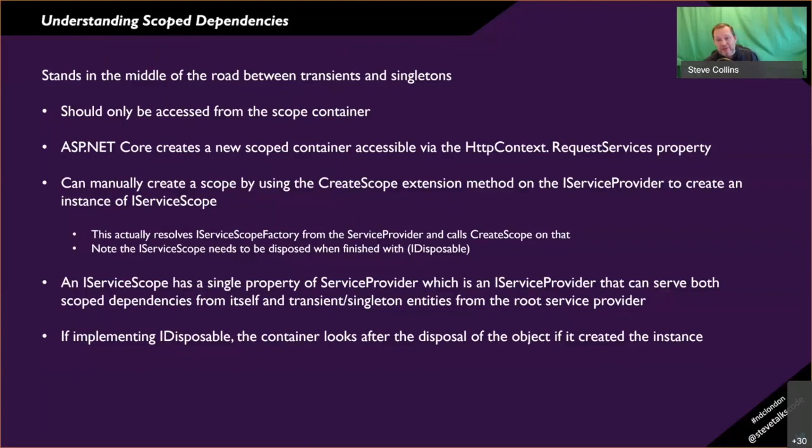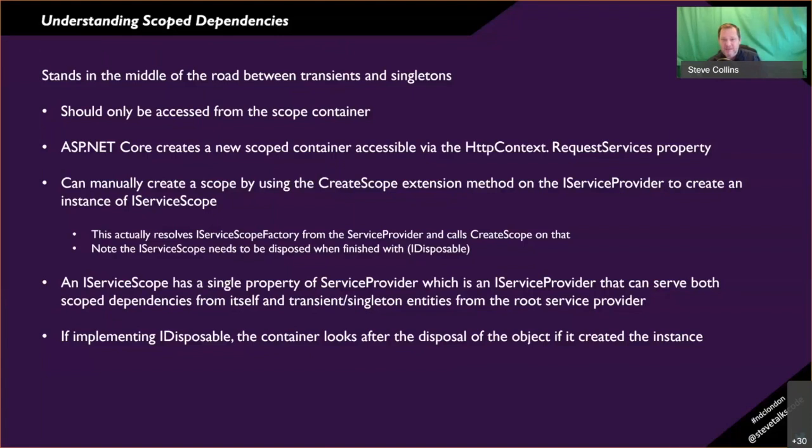Away from the web, you might be writing, say, a Xamarin app or a console app, and you may want to manually go and create a scope yourself. This can be done by calling the CreateScope method on the IServiceProvider instance. This gives you back an IServiceScope with a single property of ServiceProvider, which in turn is an instance of IServiceProvider again. But this time you've created a boundary that can serve up scoped services.